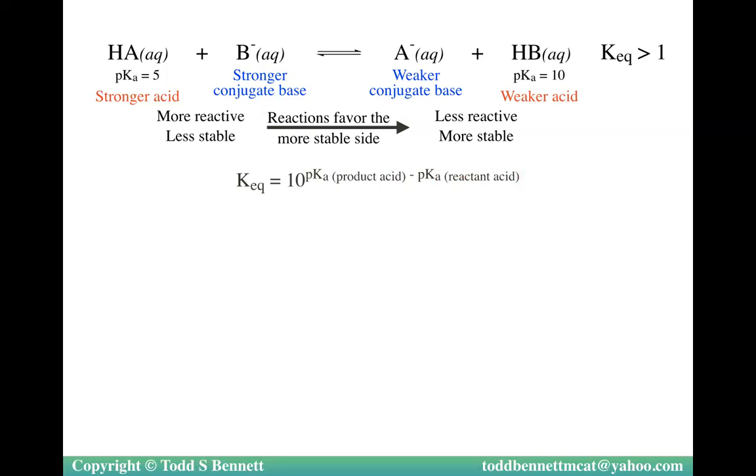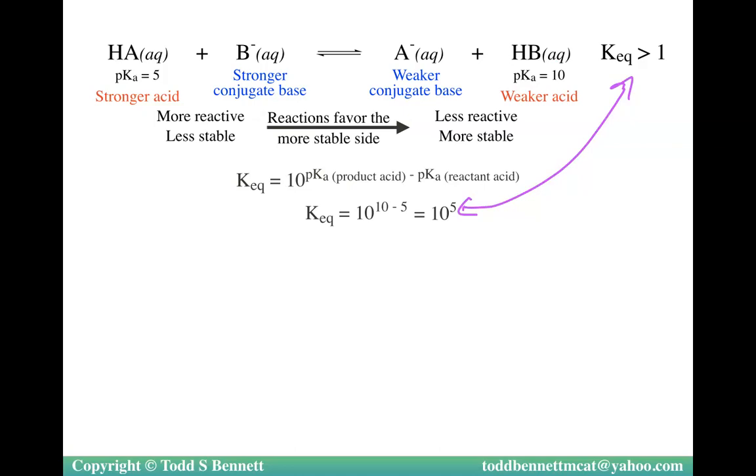So the product acid in this case is 10. So this is the number 10. And then the reactant is this. So it's 10 minus 5. 10 minus 5 is just 5, so 10 to the 5th. That is definitely larger than 1. So the math, once again, supports the intuition. That happened with our Henderson-Hasselbalch when looking at whether something's protonated or deprotonated. It's happening with this as well.